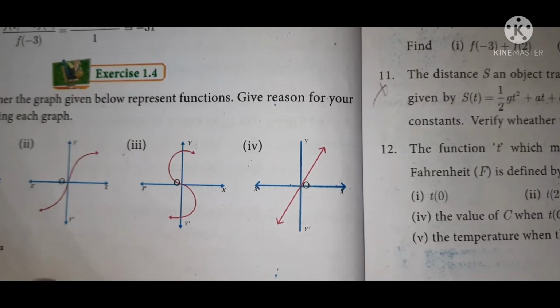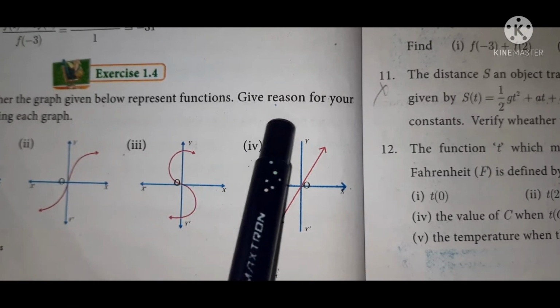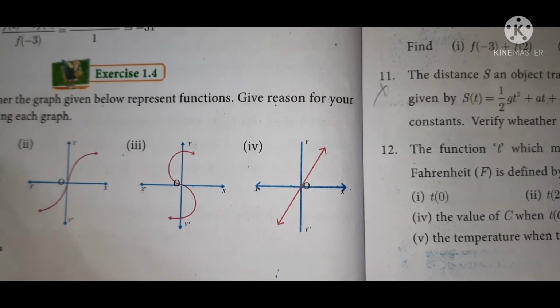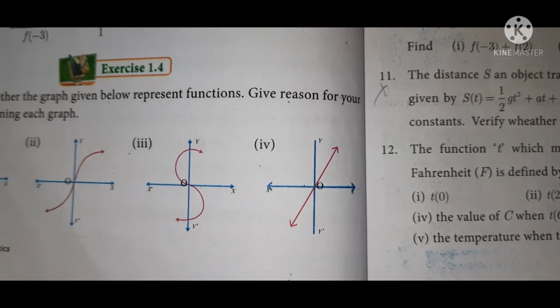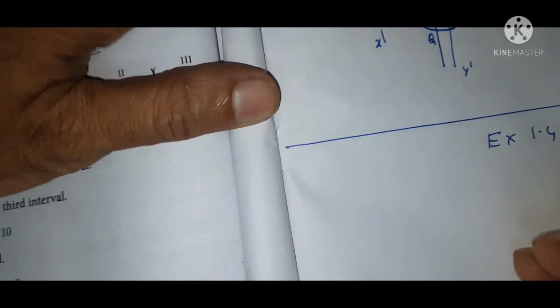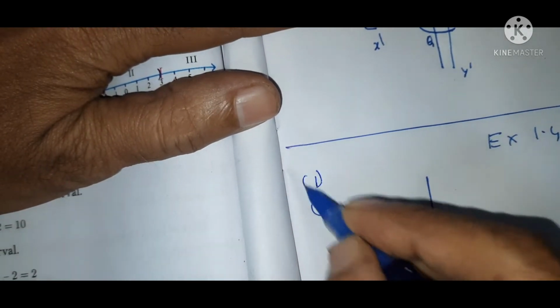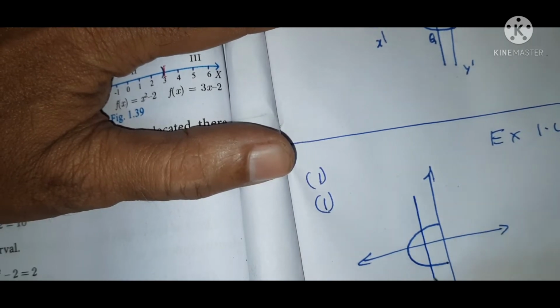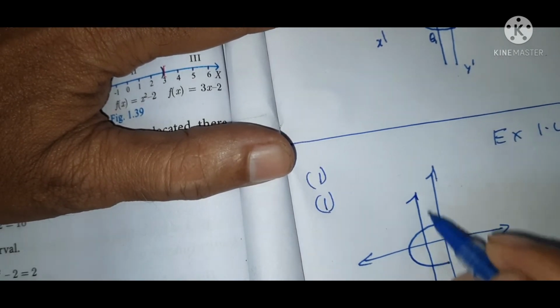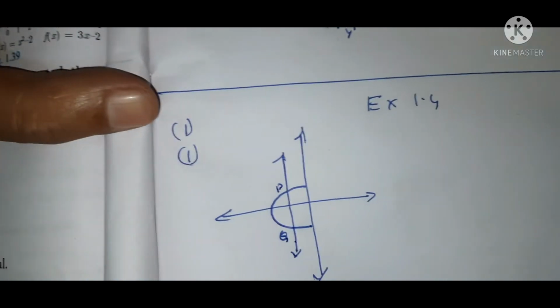Exercise 1.4. First sum. Determine whether the graph given below represents a function. Give reason for your answer concerning each graph. Exercise 1.4. First sum. A vertical line. It meets 2 points P and Q. So it is not a function.